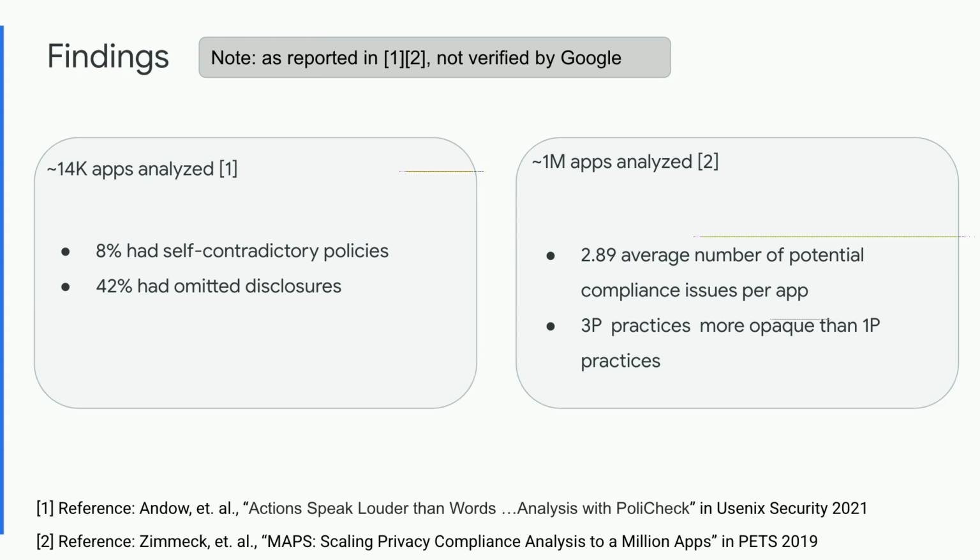Some more work by Sebastian Zimick and others at Carnegie Mellon. They analyzed 1 million apps. They have a slightly different model, but they found there that apps on average had almost 3 potential compliance issues. I think they were refraining from definitively stating they were compliance issues. They called them potential compliance issues. But I think the point is that it shows that apps do have problems with code matching policy or policy being self-contradictory. And so they very much need help.